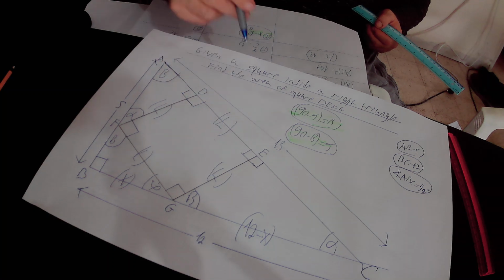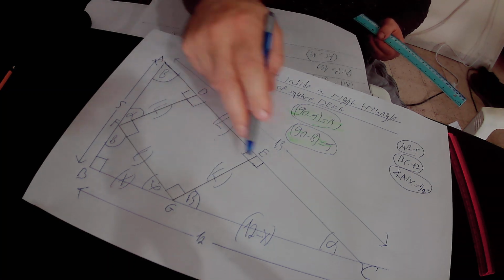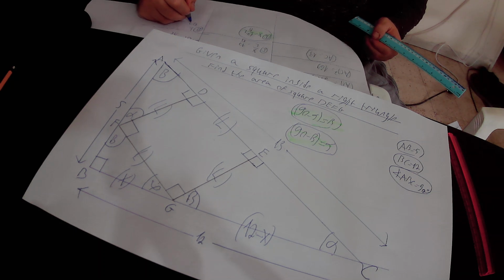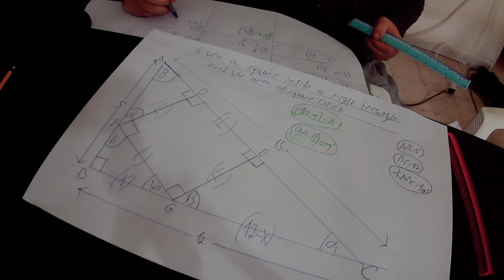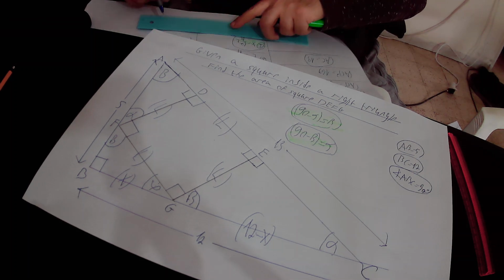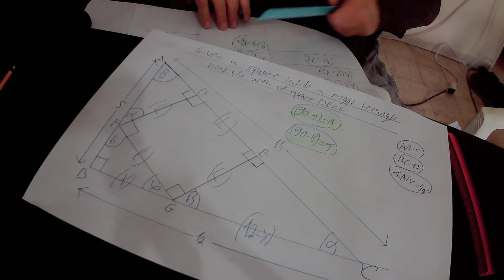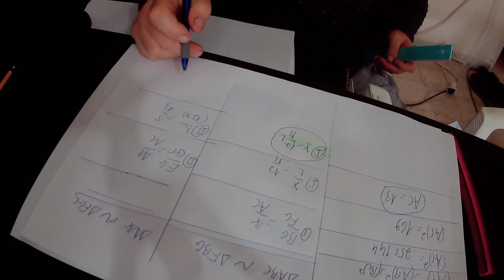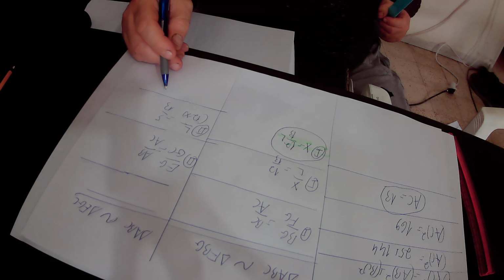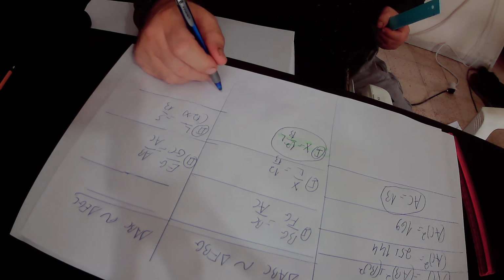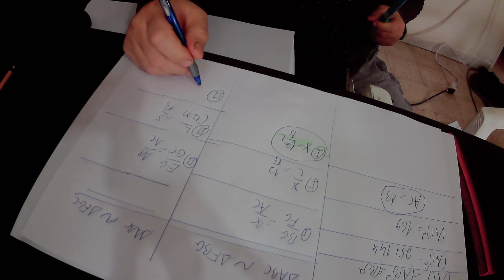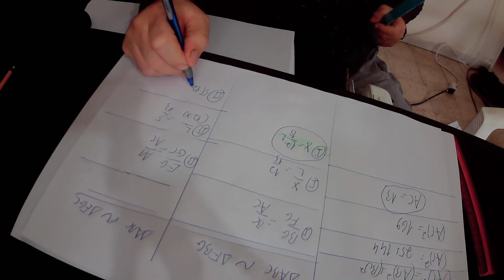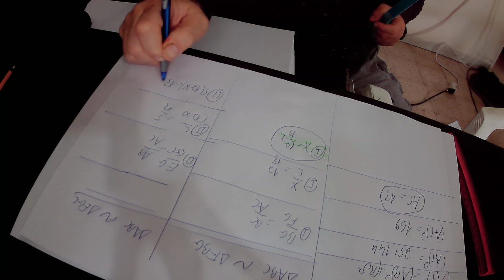EG is L over GC, GC is 12 minus X, and it equals AB, AB is 5, over AC, AC is 13. So in conclusion, according to equation 2, L over 12 minus X equals 5 over 13. Here we cross multiply equation 2, and we get 5 times 12 minus X equals 13L.